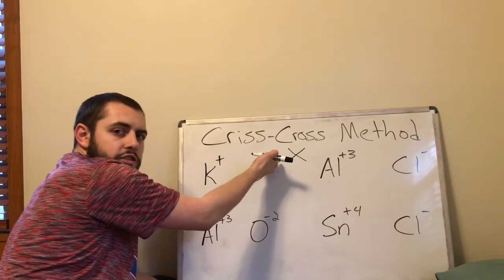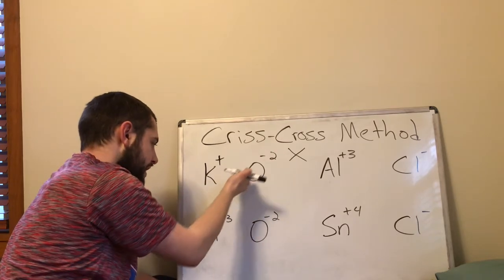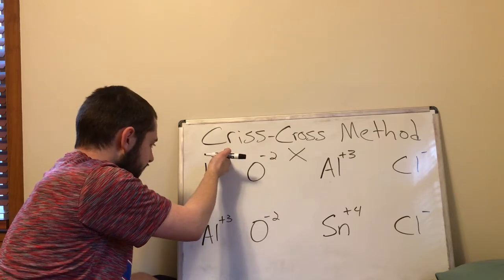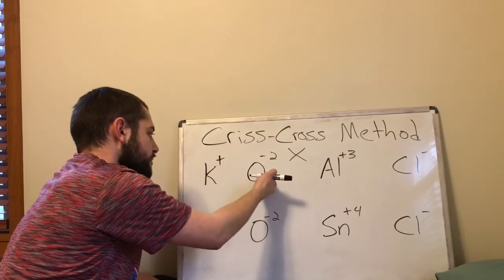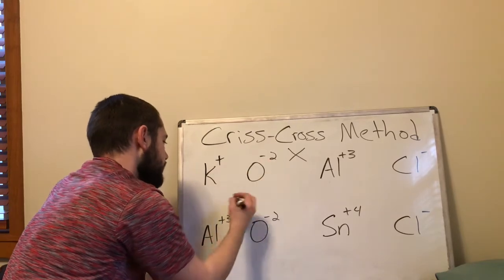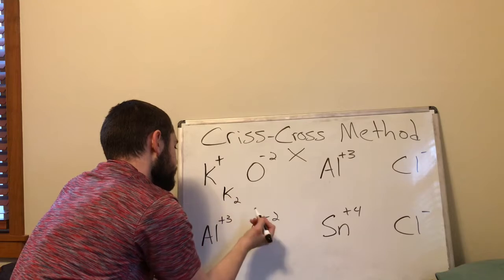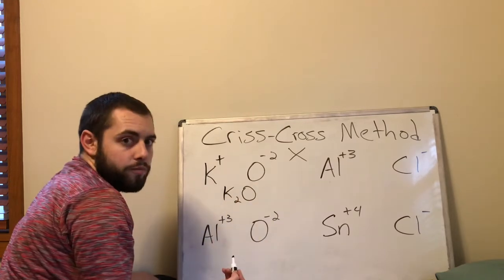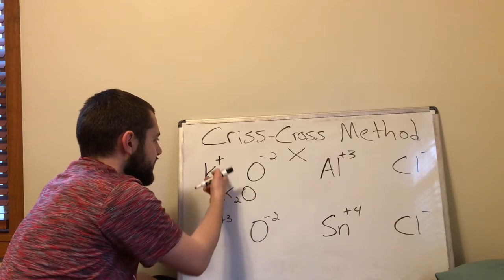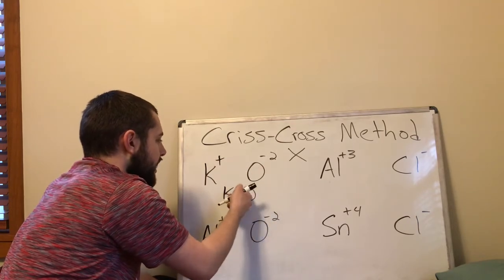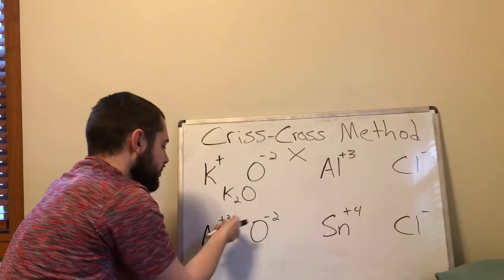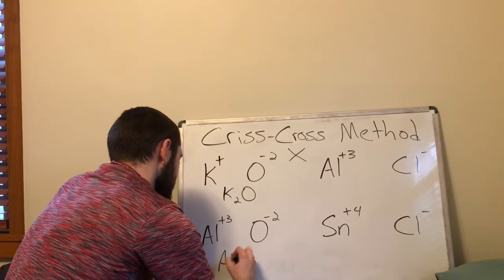The charge from one atom will become like the subscript for the other atom. And again, this charge will become the subscript on the other atom. So if I'm crisscrossing these ones, K2O, potassium oxide. If I've got 2 potassiums, that's +2. 1 oxygen, that's -2. They cancel out. Crisscrossing here, Al2O3.